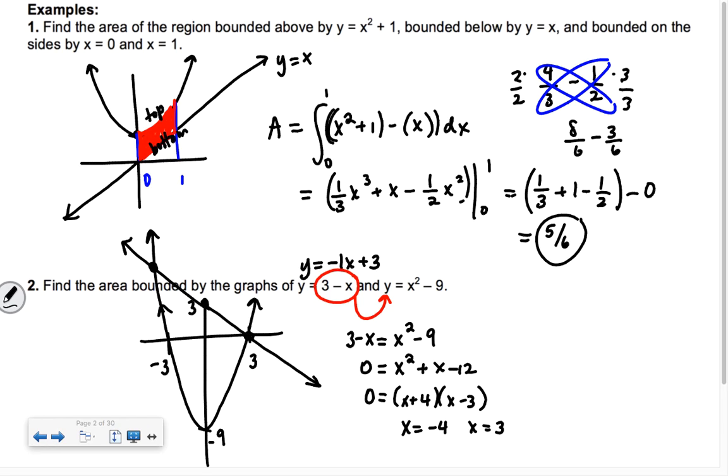Well, the x equals 3, that was right here. That was that point 3 comma 0. So we're good there. Negative 4 is where they intersect. So negative 4 comma what? How do I find that y value? Yeah, go back and plug negative 4 in. 7. Negative 4 comma 7.